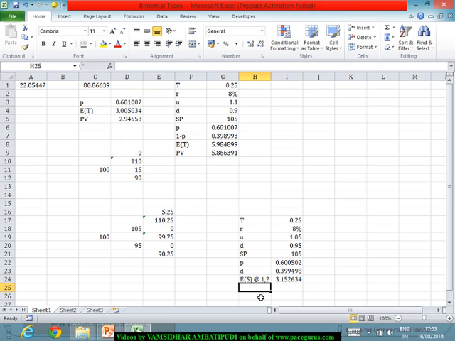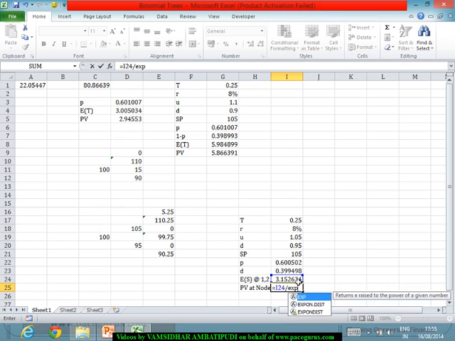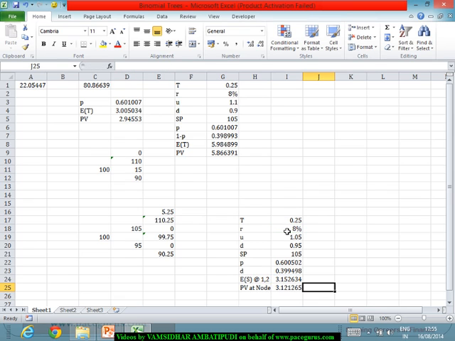So I can take the present value at node 1, which is at 105. I'm discounting it by e power rt, where I'll take t as 1 by 8. So this is working out to 3.12. So here the value is working out to 3.12. Now the same logic I'll find out for this tree.